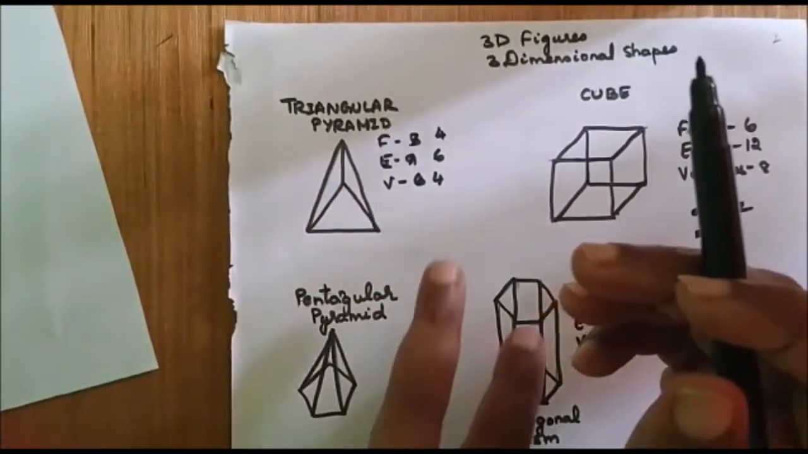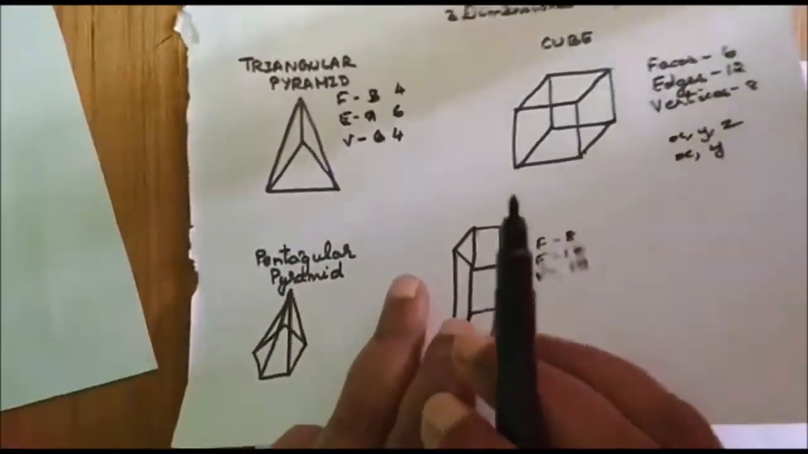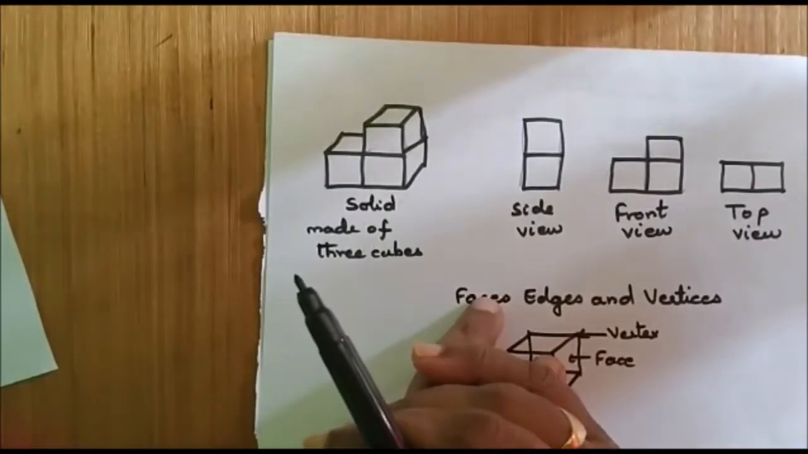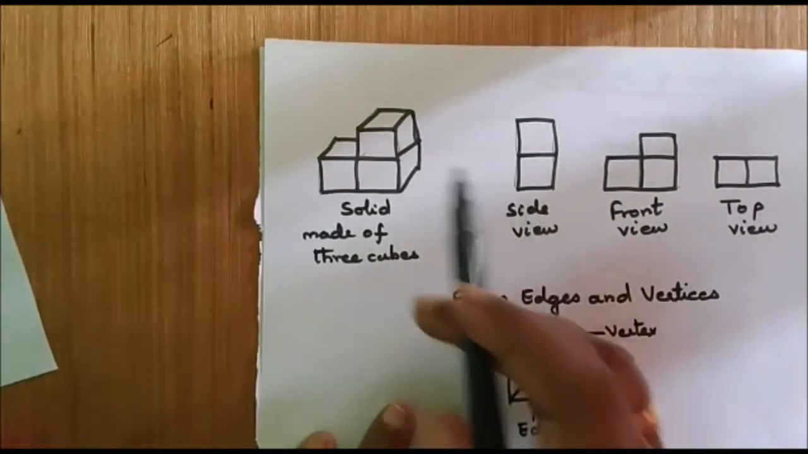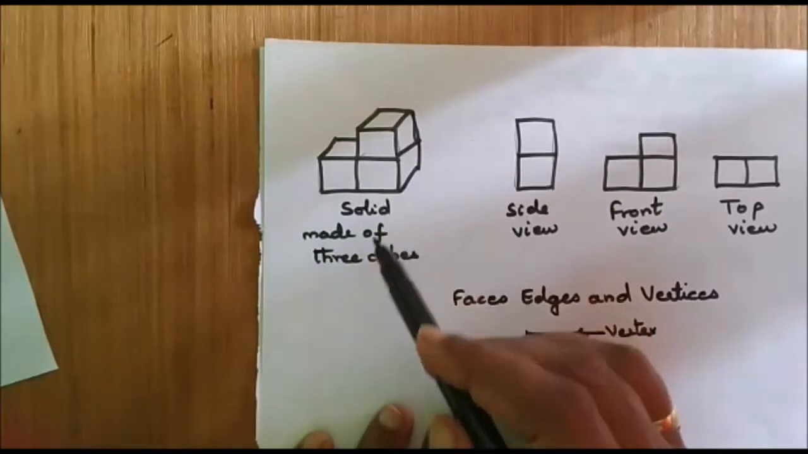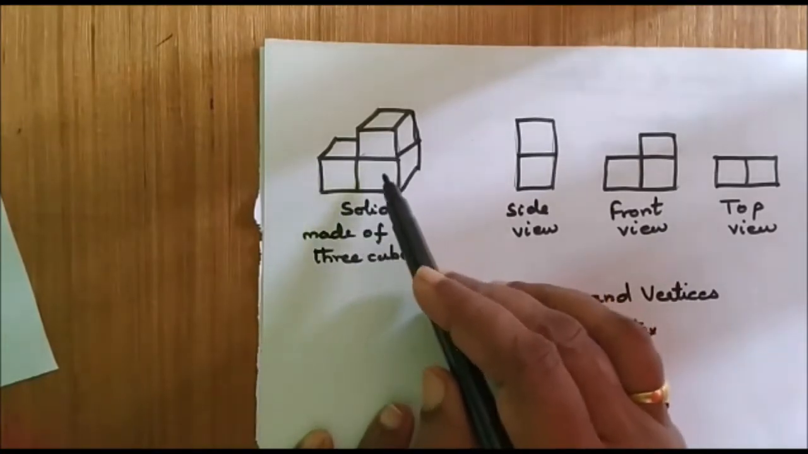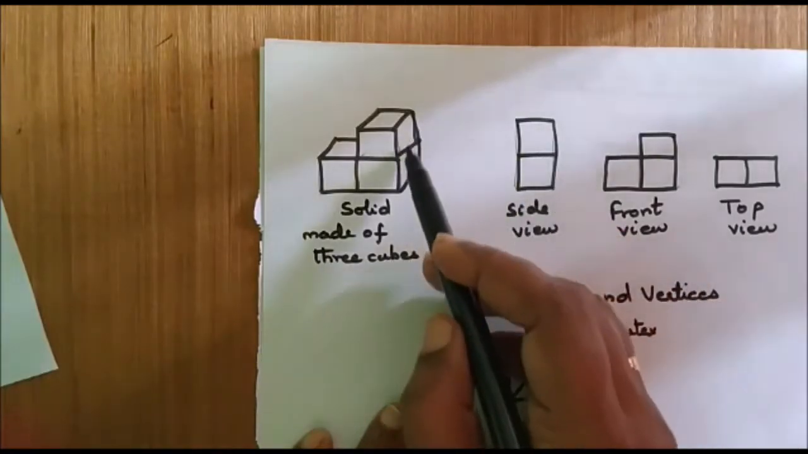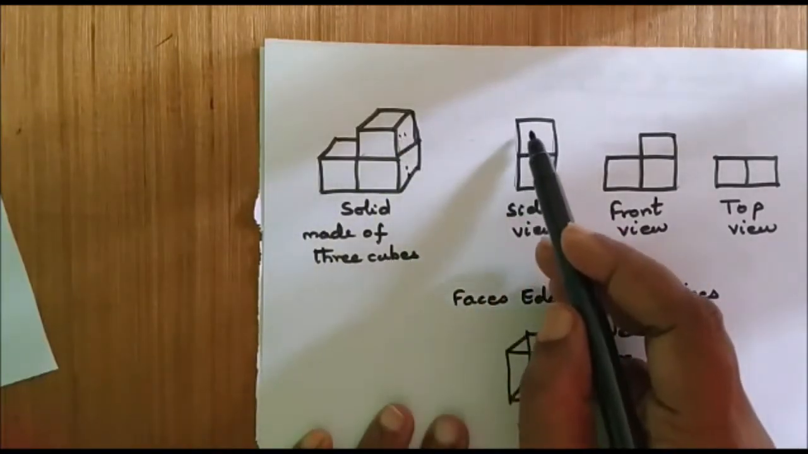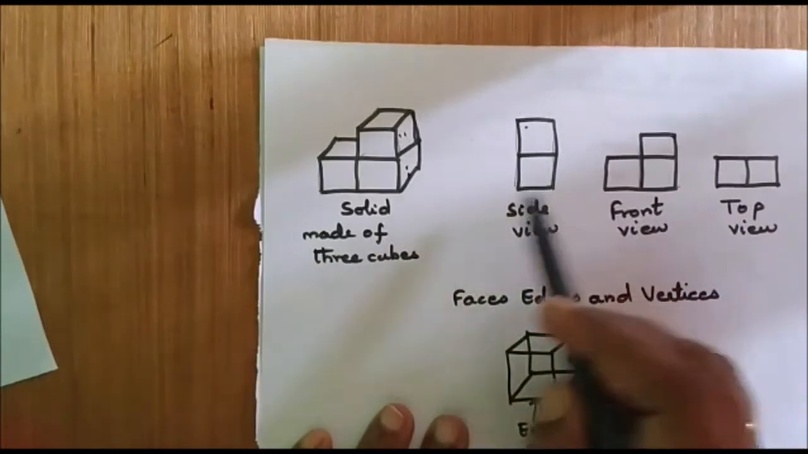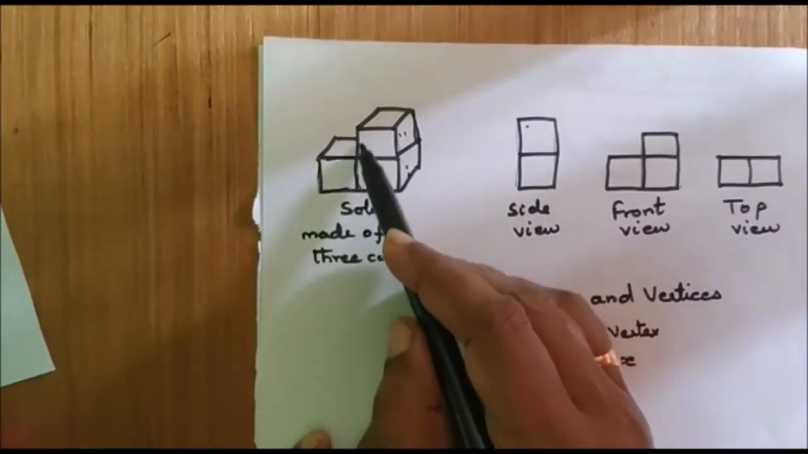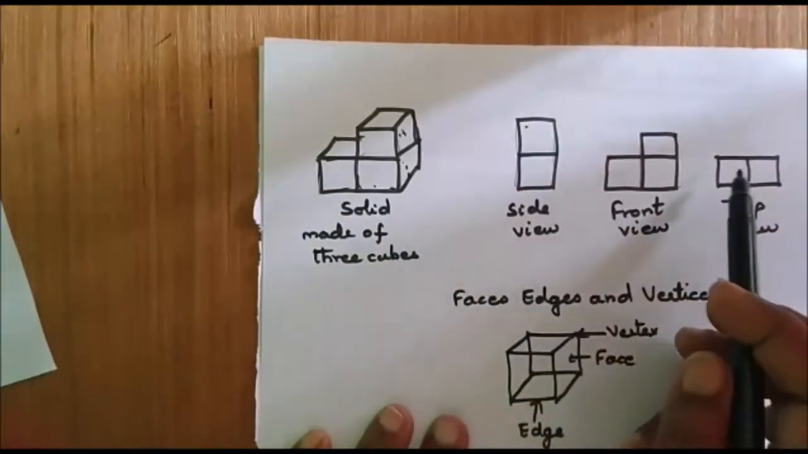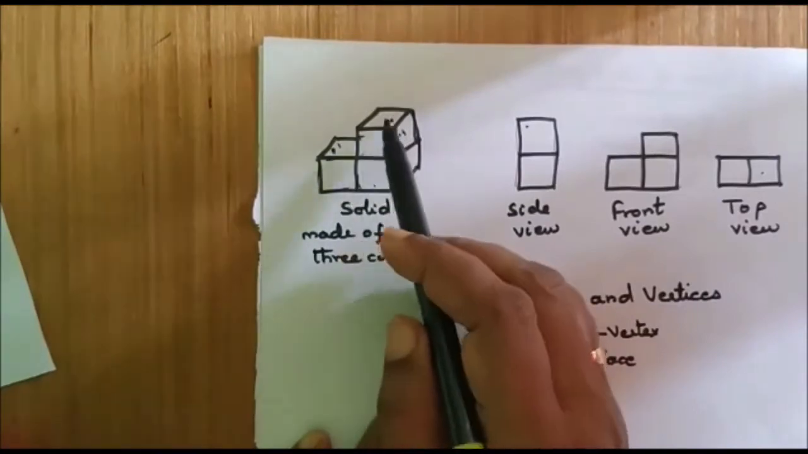Now we will see the next one, that is, when I see a three-dimensional object, what are the three views I get? For example, I have taken this three-dimensional object, a solid made up of three cubes. How does it look from the side? It looks like this, this is the side view. From the front, I am able to see these three squares. So that is the front view, and this is the top view. I hope you get it.